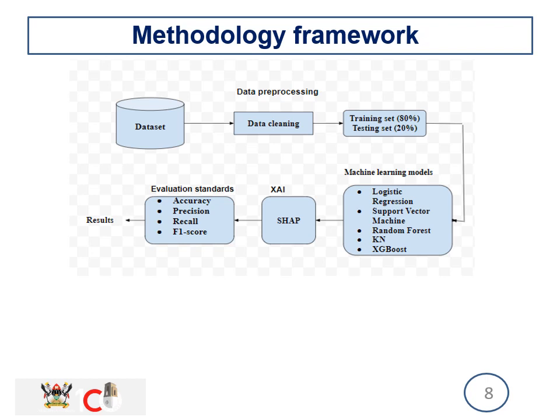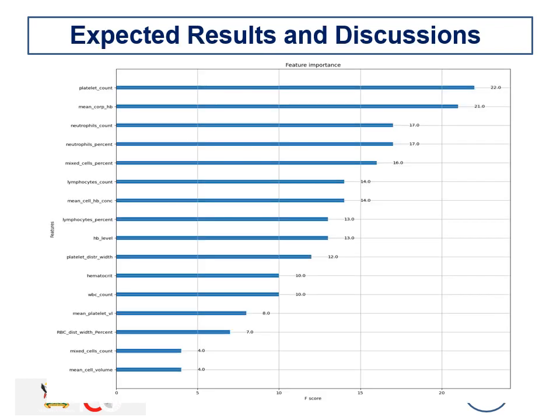Okay, so that is about the explainable AI in this case, and this is in general about the methodology. Looking at the expected results and discussions, here it is, the feature importance. We are trying to focus on about three attributes here: the platelet count, the mean corpuscular HB, and the neutrophils count. These are the ones that can give us better prognosis about severe malaria in the future, with platelet being one of the ones that has given us the highest, 22.0 in this case.